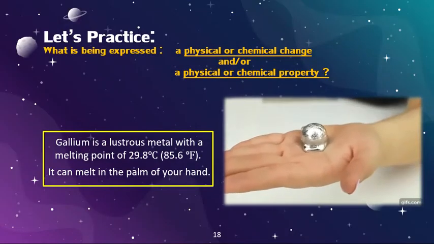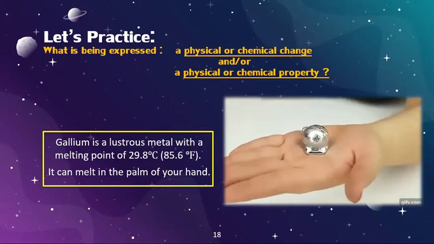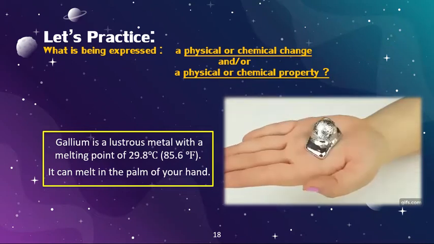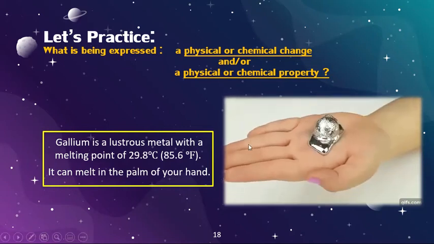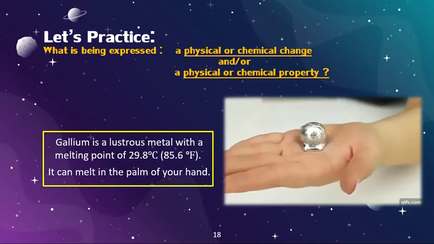Now let's practice what we've learned. So we're going to look at a couple slides and see what's being expressed. Are we looking at a physical or chemical change? We'll also ask ourselves, is that physical or chemical change endothermic or exothermic? Or are we looking at a physical or chemical property? And then if it's a physical property, we may ask ourselves, is this property intensive or extensive?